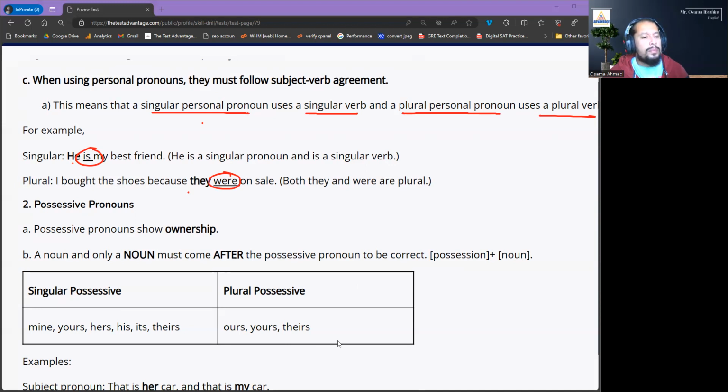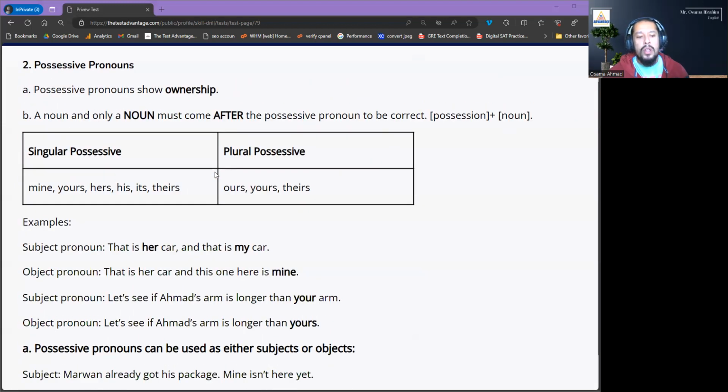Any questions لحد دلوقتي? Any problems? Any concerns? Possessive pronouns. So ده ليه chapter لوحده برضه والتدريبات لوحدها. However, we still take it here as well. A possessive pronoun shows ownership.